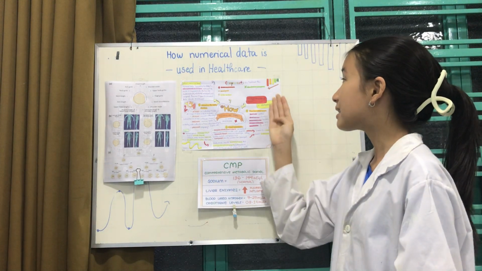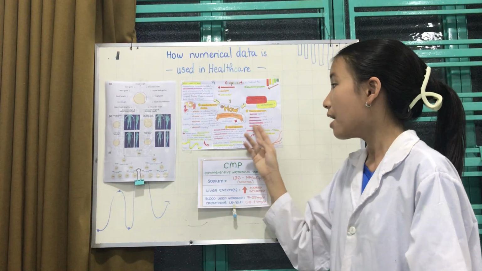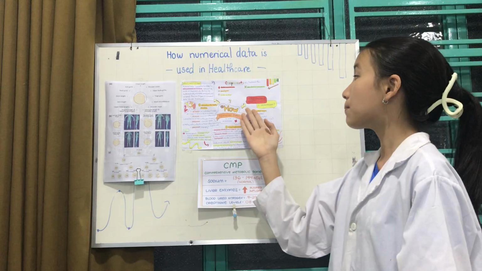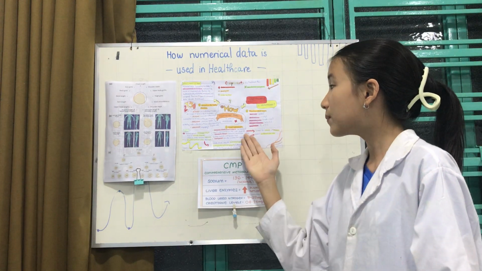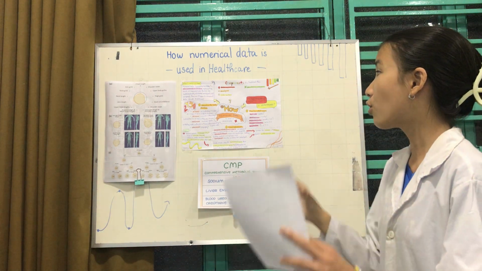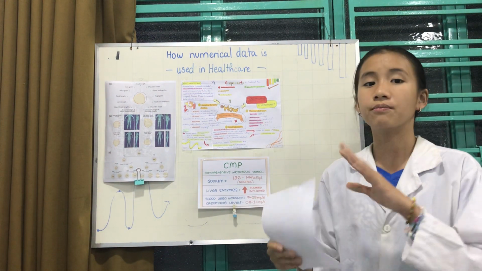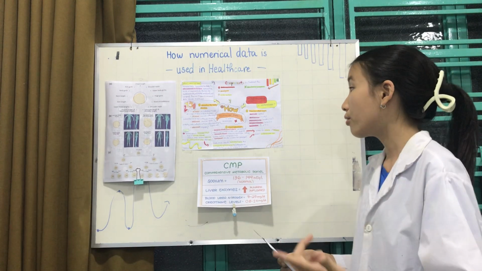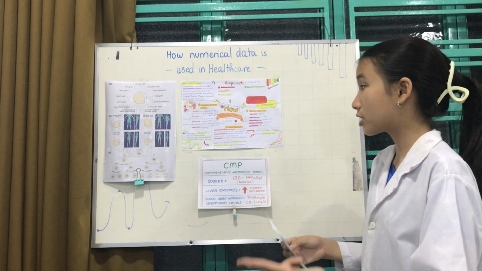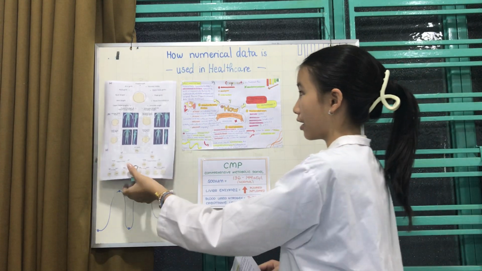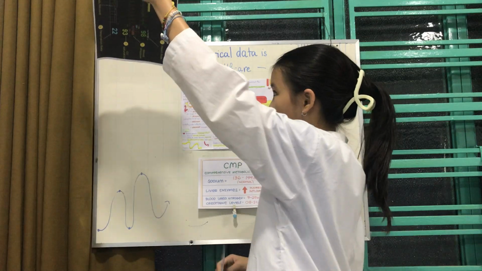The last part is how it is used in healthcare. There are three main uses of numerical data in healthcare: monitoring vital signs, reading lab results, and visualizing the body structure. Firstly, for monitoring vital signs, we have all the vital signs like blood pressure, heart rate, respiratory rate, oxygen saturation, and temperature. As you can see on the board here, let me show you.